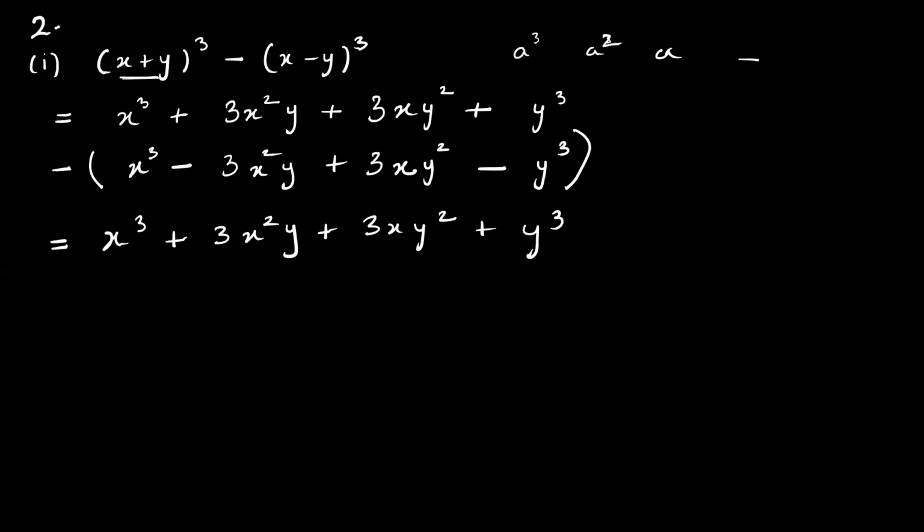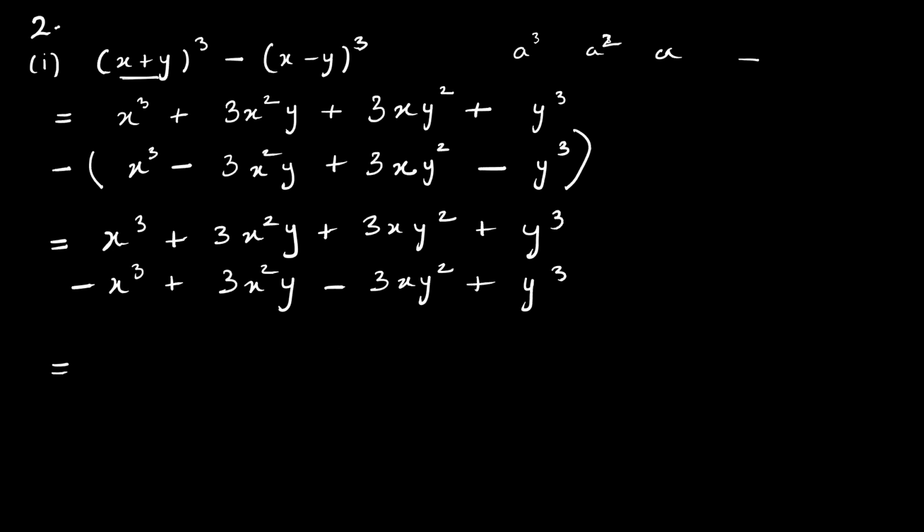This is plus, so what will it become? Minus. So it will become minus x cube. This is minus, so what is minus into minus? Plus. So it will become plus 3x square y. This is plus, what will happen? Minus. So minus 3x y square. And this is minus, so plus y cube. Okay, so can you see the benefit of writing it perfectly below each other?